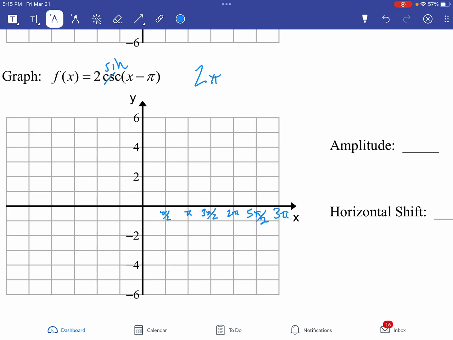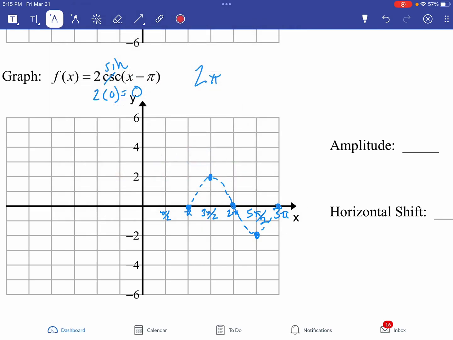Step 3, find the first point. 2 times sine, which starts at 0, is 0. So I'm starting here at pi and 0. I'm going to go up by 2, down by 2, down by 2, and up by 2. Now I'm graphing cosecant, so this is going to be a dashed line.